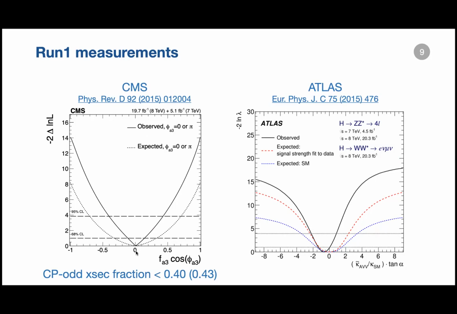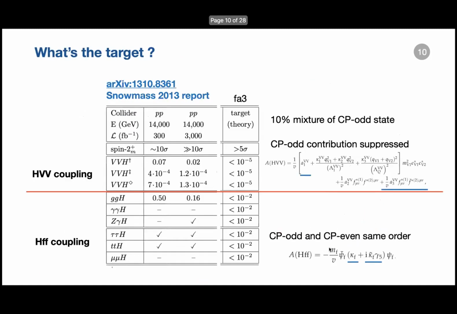So is that the end of the story? Is this precision good enough? And we ask ourselves. So here I show a table coming from the Snowmass 2013 report. So this is right after the Higgs boson discovery, where people gather together and think what should be the target of the LHC and the high luminosity LHC. How precise should we measure all kinds of Higgs properties? And this table summarizes the wanted precision for Higgs CP measurement.